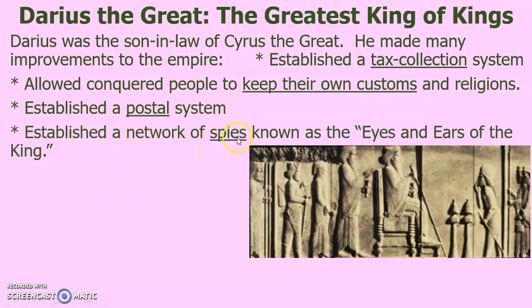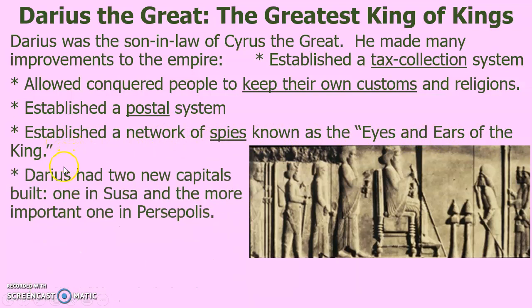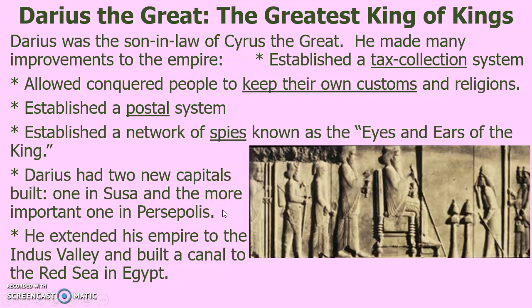He established a network of spies who were known as the eyes and the ears of the king. If you're that powerful, a lot of people are trying to fight you. Darius had 2 new capitals built, one in Susa and the more important one in Persepolis. He extended his empire to the Indus Valley and built a canal to the Red Sea in Egypt. That means that things were able to move not just through a postal system over land, things were also able to move by sea. And we'll talk a little bit more about the importance of travel later on.